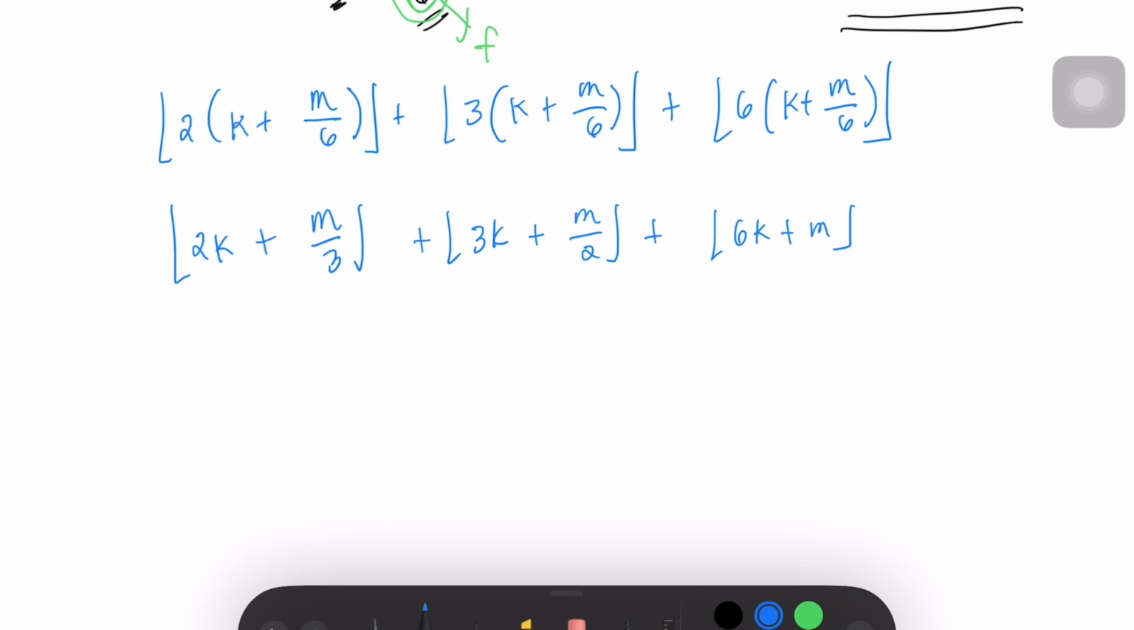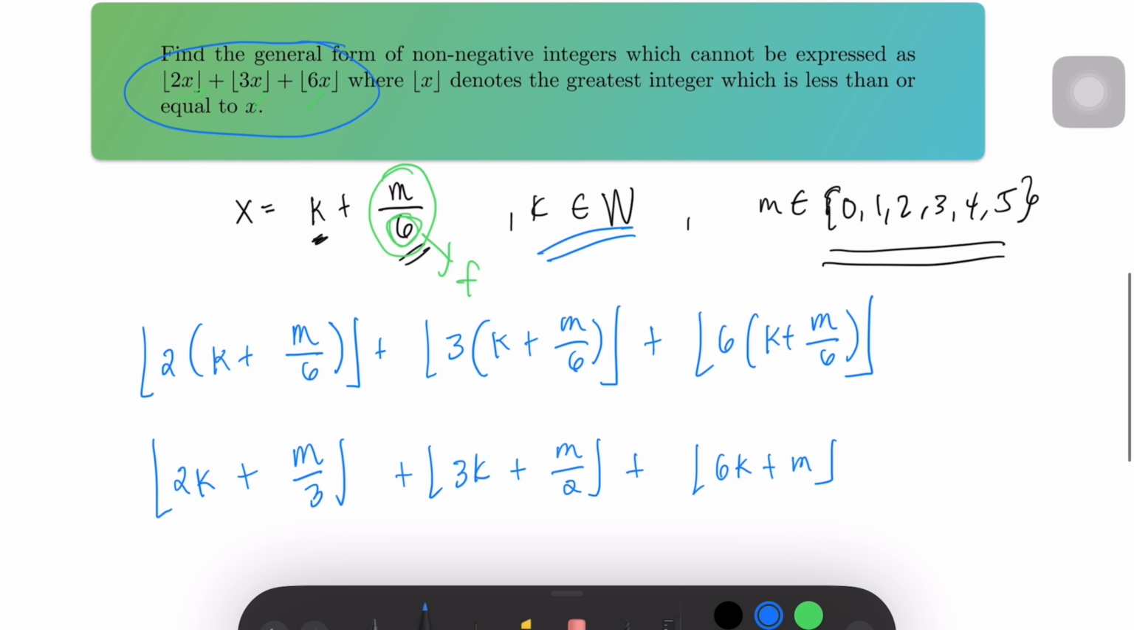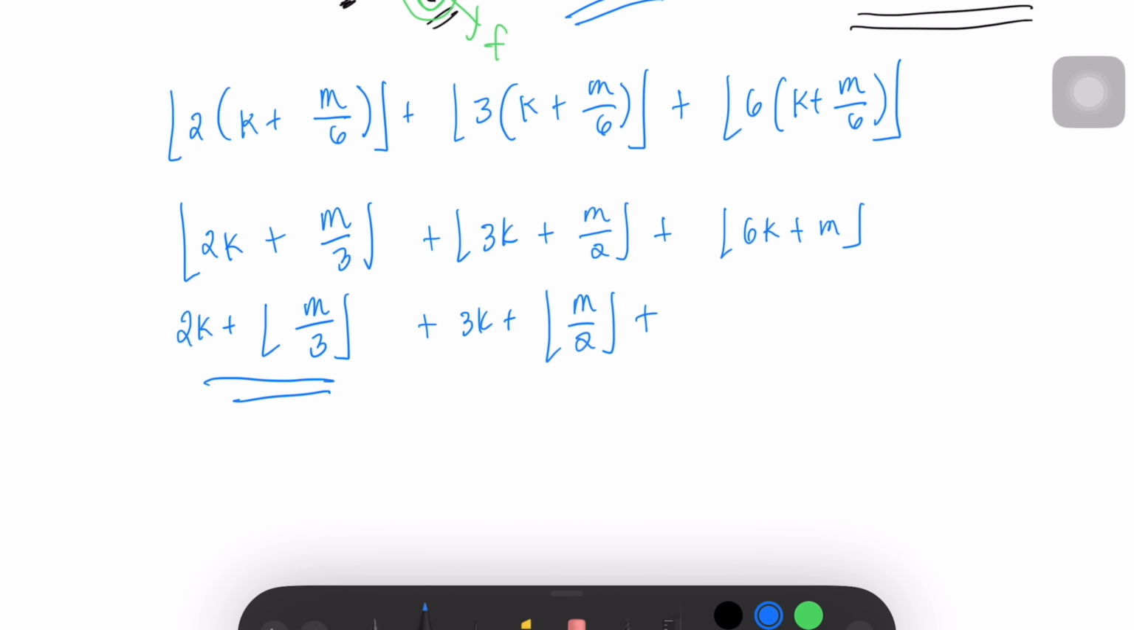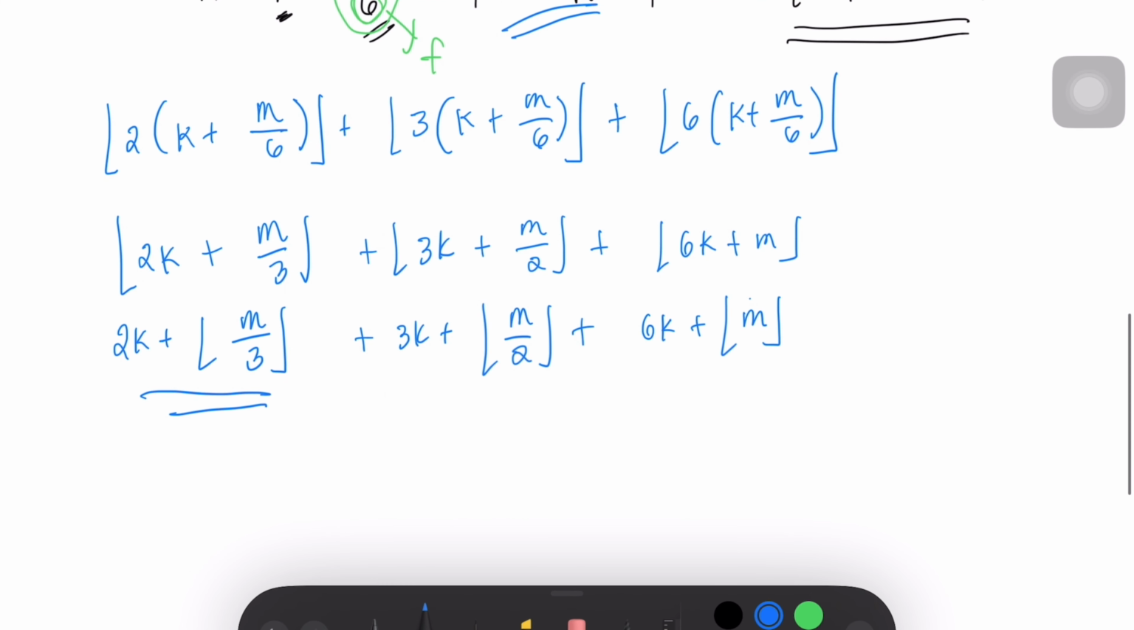Now, since k is an integer as we've previously assumed, actually a whole number, we can take this out of the floor to leave us with 2k plus floor of m over 3 plus 3k plus the floor of m over 2 plus 6k plus the floor of m. But we know that m is actually a whole number as well. So this here can be written simply as m.